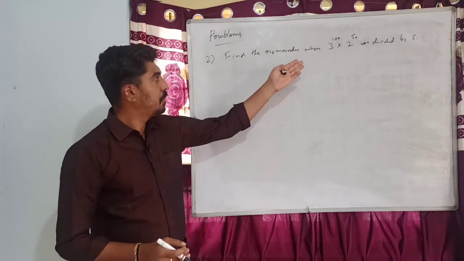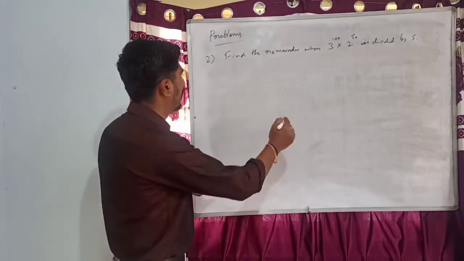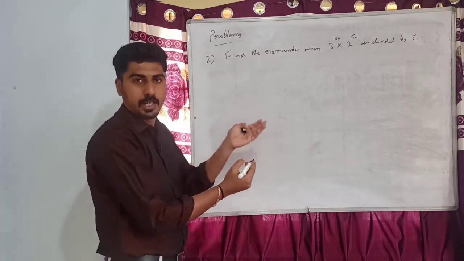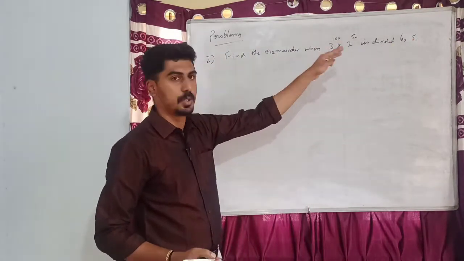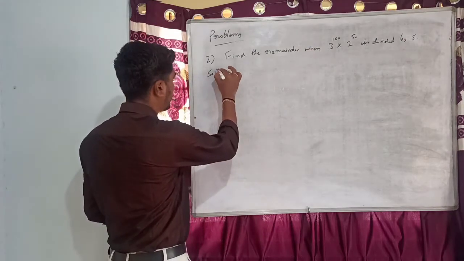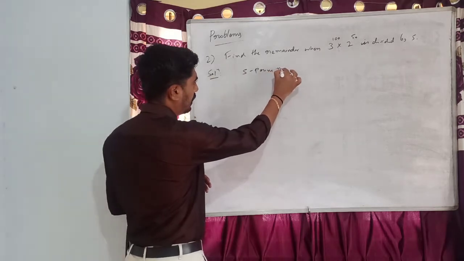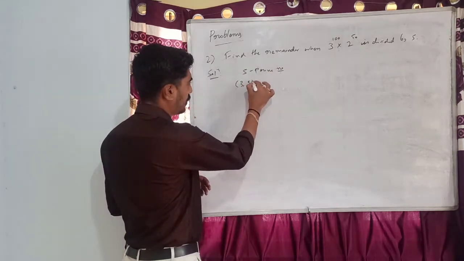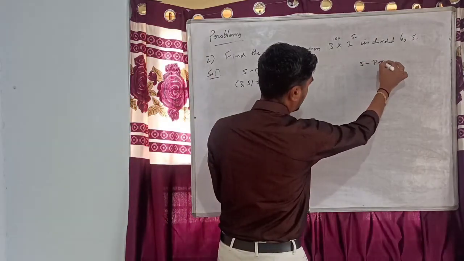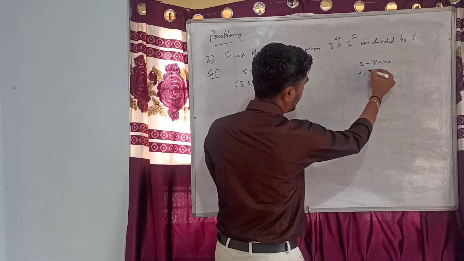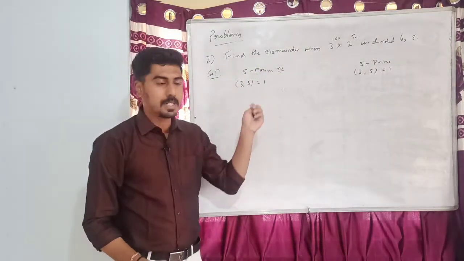Find the remainder when 3 power 100 into 2 power 50 is divided by 5. Here I am going to use Fermat's little theorem. We know that 5 is a prime number and 5 is relatively prime to 3 and 2. Solution. First we have 5 is a prime number and GCD of 3 and 5 is equal to 1. Similarly, I know that 5 is a prime and the GCD of 2 and 5 is also equal to 1.